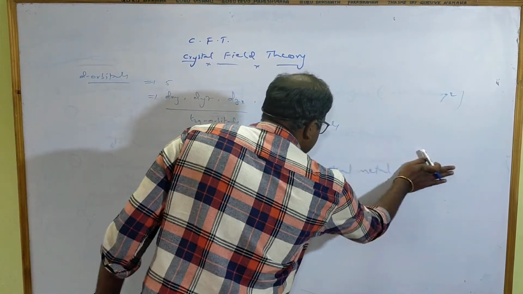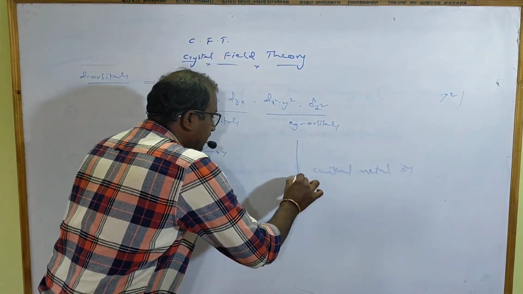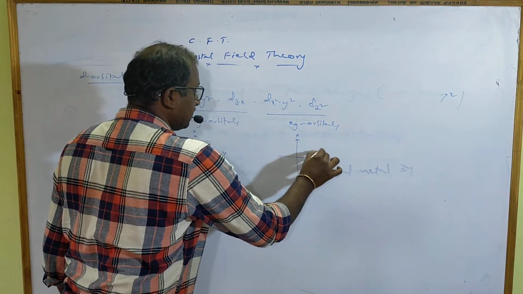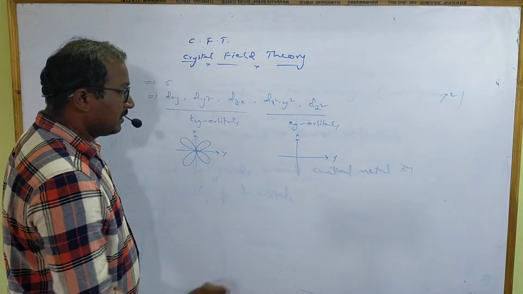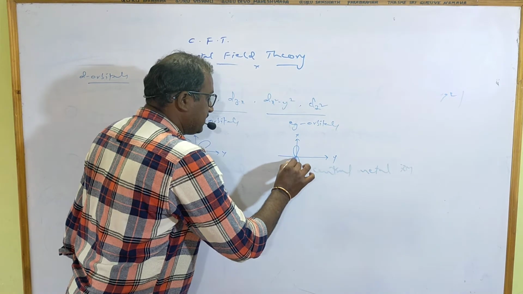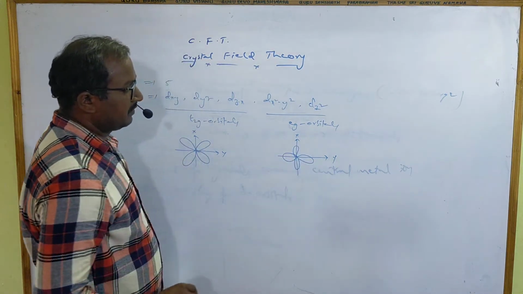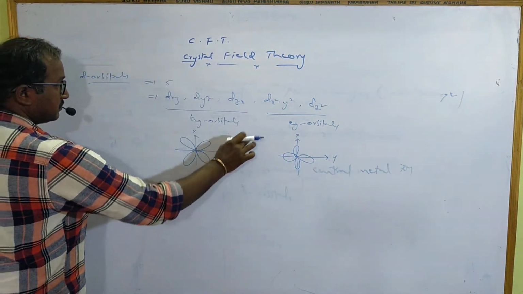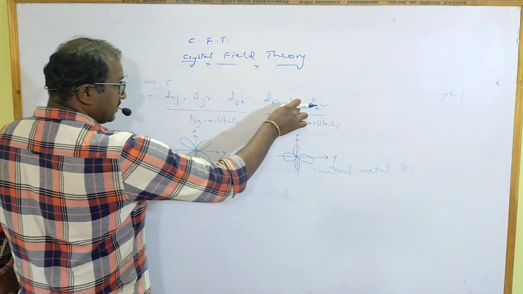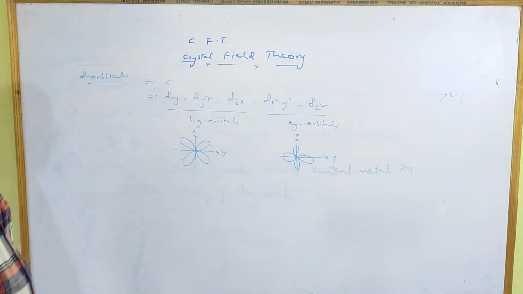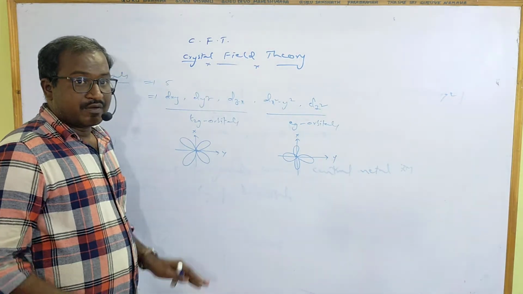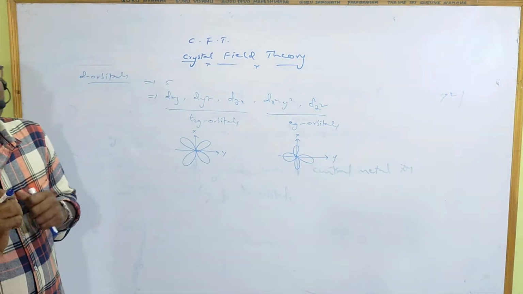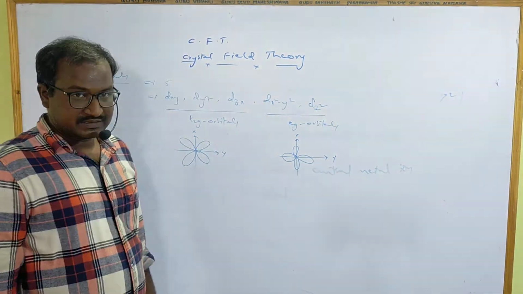Eg orbitals. Why they are given different names: if you see the orientation of these orbitals, suppose this is the x-axis and this is the y-axis, the 4 lobes of the dx square minus y square orbital will orient like this. The orientation of these 5 d orbitals: these 3 orbitals have one type of orientation like this. These two d orbitals are oriented along the axis like this. Due to this orientation, when ligands approach the central metal ion, definitely an energy difference will be formed between them.